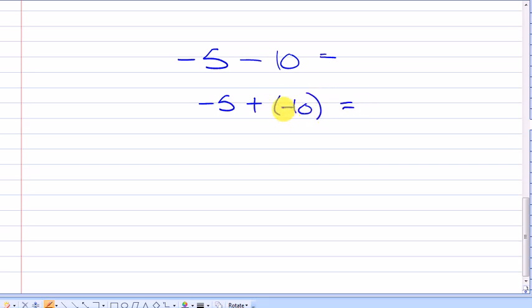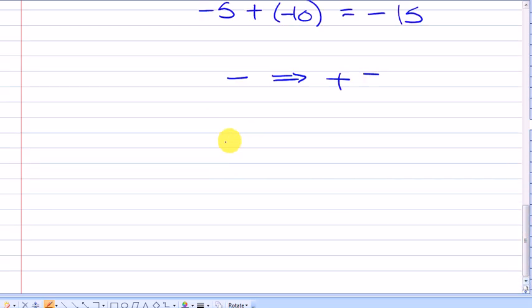Now I'm able to remember that when the signs are same and I'm adding integers, I just keep the sign and I add the integers. So this answer is -15. So that means this answer is also -15. So again, remember, one minus sign is the same thing as plus a negative. Okay? Next example. Let's say we've got 5 minus 20.